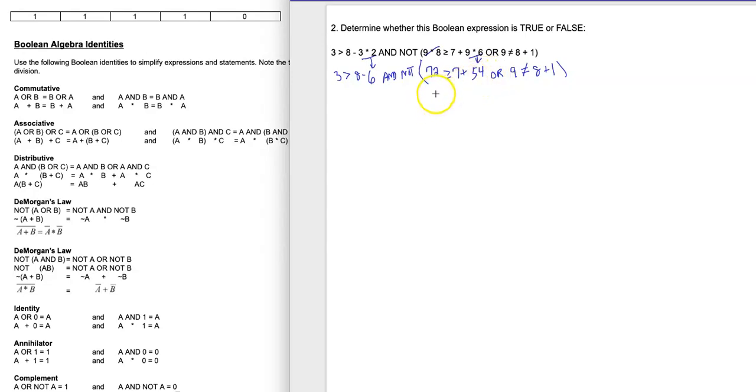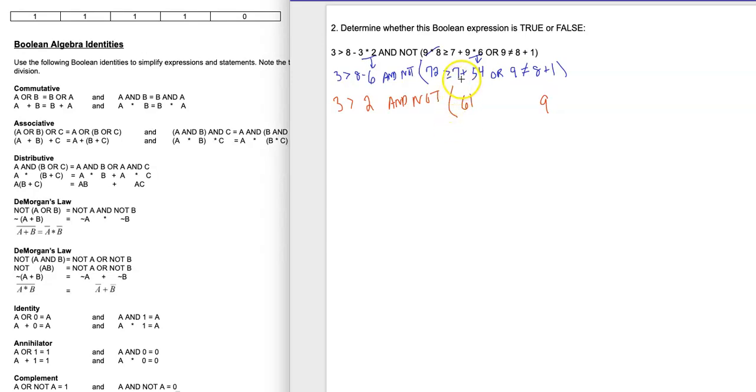So I'm now going to do any addition and subtraction, which are tied, and I do them from left to right. So over here, actually changing colors to make it easier to follow, that 8 minus 6 becomes 2. 7 plus 54, 61. 8 plus 1 is 9. There's nothing else as far as addition or subtraction to do. So I'm going to rewrite everything else. 3 greater than, the and the not need to be rewritten. This parenthesis needs to be rewritten.